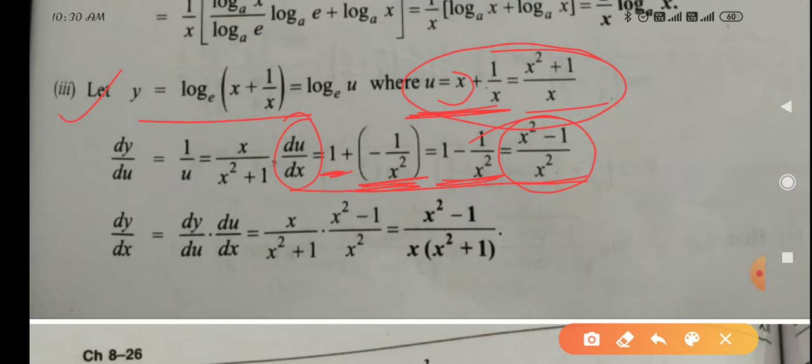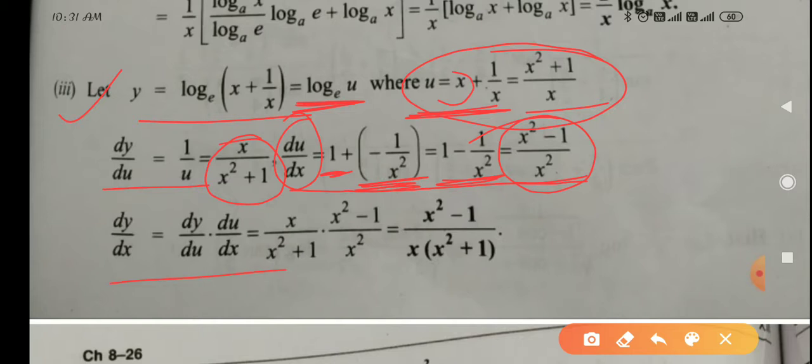Now y equals log u, and it is a natural log. So it will be dy upon du equals 1 upon u. Dy upon du is differentiated with respect to u. So dy upon du is 1 upon u, the value of u you can put, x upon x square plus 1, and x will go in the numerator, so x upon x square plus 1.